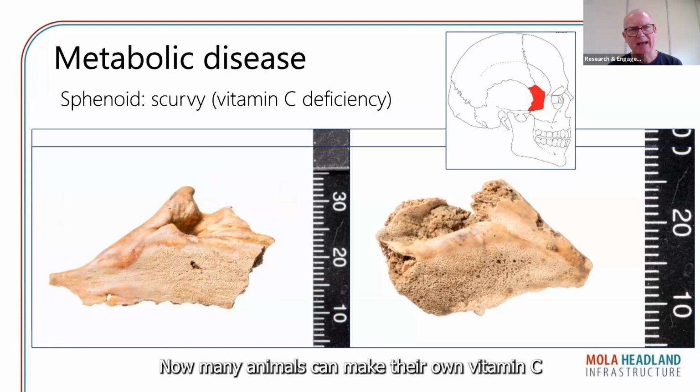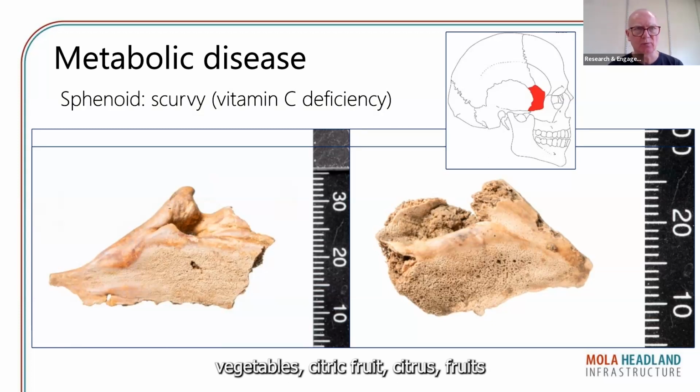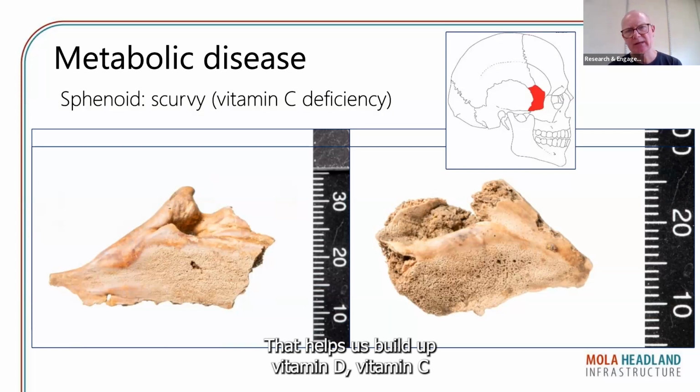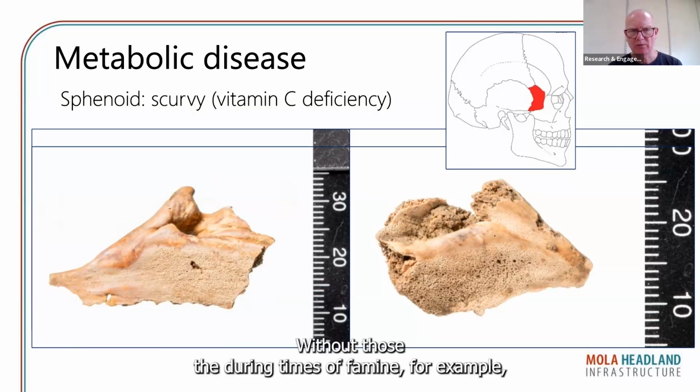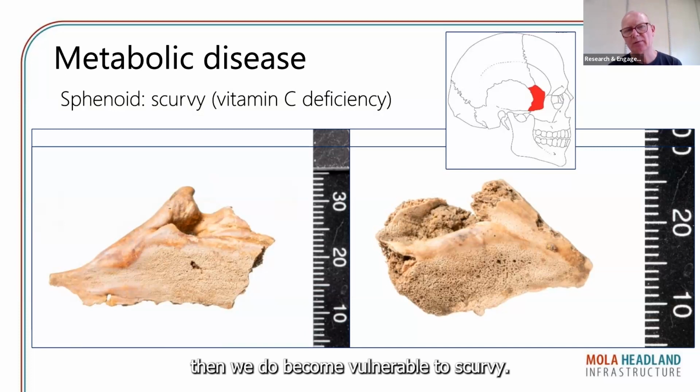Now, many animals can make their own vitamin C, but of course, humans have to eat vegetables, citrus fruits, and oily fish, that kind of thing. And that helps us build up our vitamin C reserves. Without those, during times of famine, for example, then we do become vulnerable to scurvy.